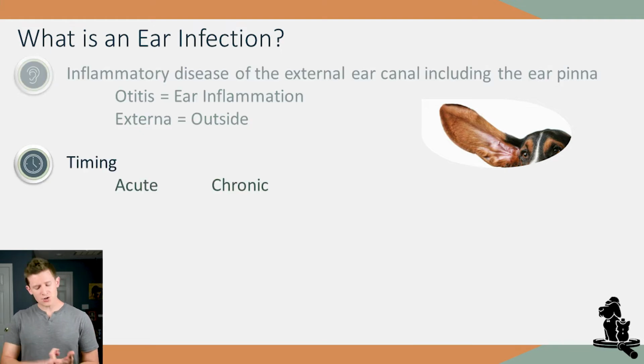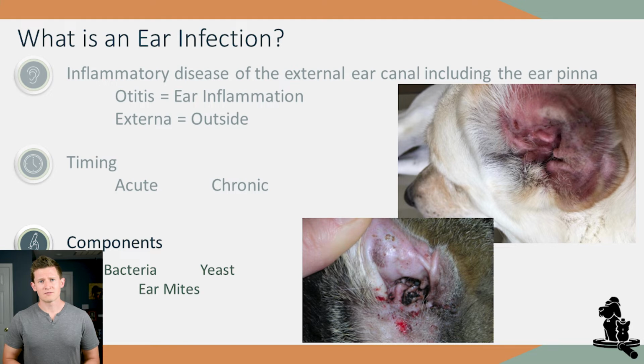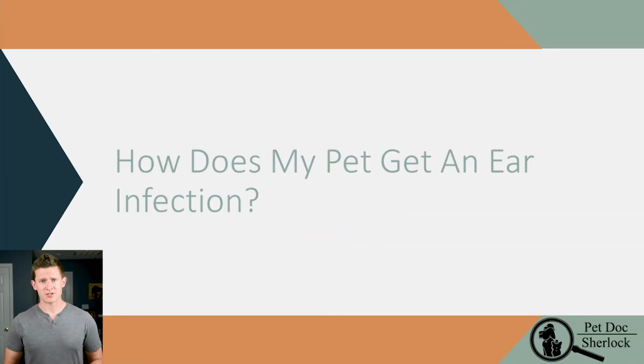And we can have acute ear infections, which pop up out of nowhere, seemingly, and they're all of a sudden there. Or we can have chronic ear infections where they're on and off for months at a time. Or perhaps it's been a mild chronic ear infection and your dog or cat hasn't shown any signs, and then finally they start to once it's bad enough. And then we have different causative agents of an ear infection, the most common being ear mites, bacteria, or yeast. So how does your pet get an ear infection?